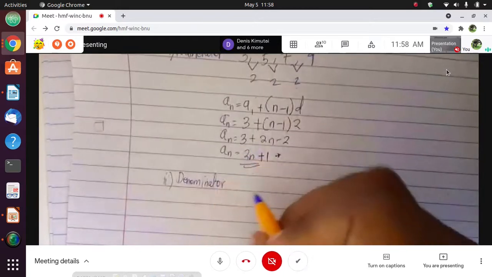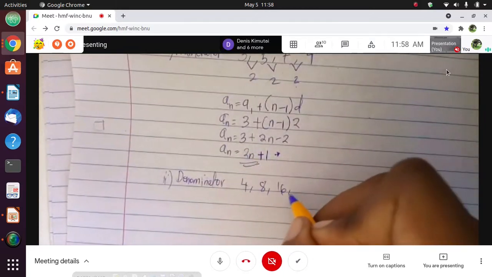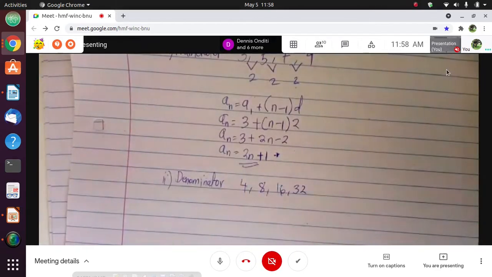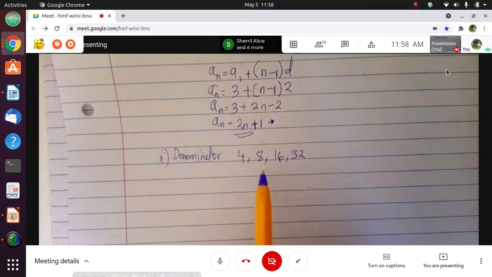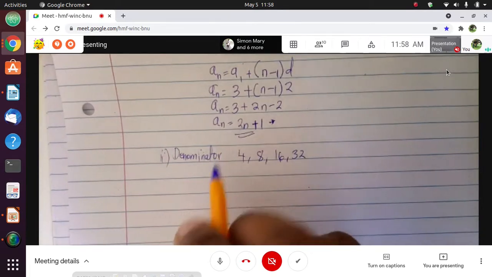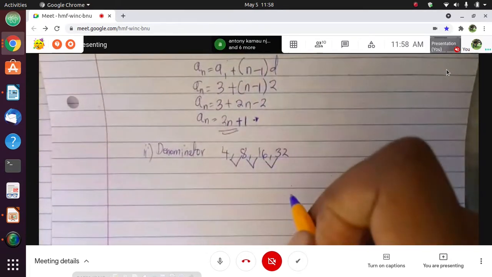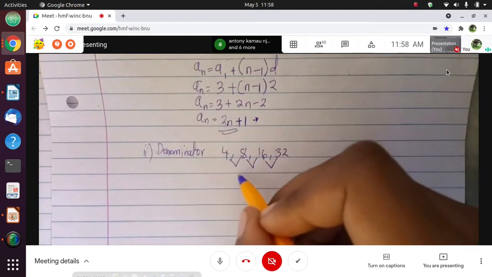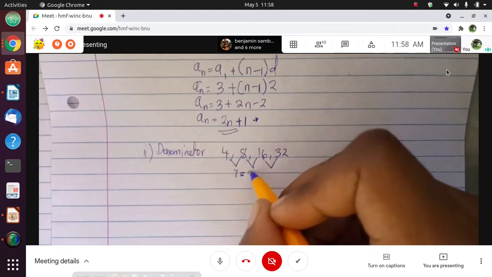The sequence is 4, 8, 16, and 32. Now, is this a geometric or an arithmetic sequence? Geometric. It's a geometric sequence, because when you divide successive numbers, you find that the ratio is 2.